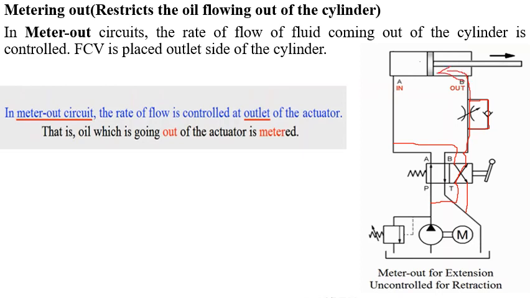Goes like this. Retraction of cylinder, and the oil present in the blank end goes like this and is connected to the reservoir like this. This is the operation of the meter out circuit.